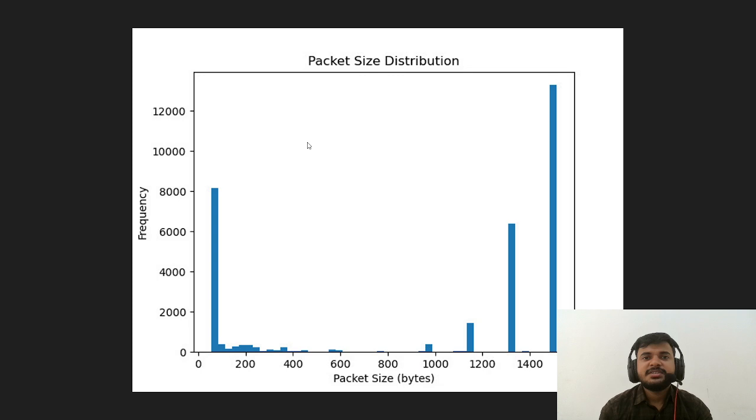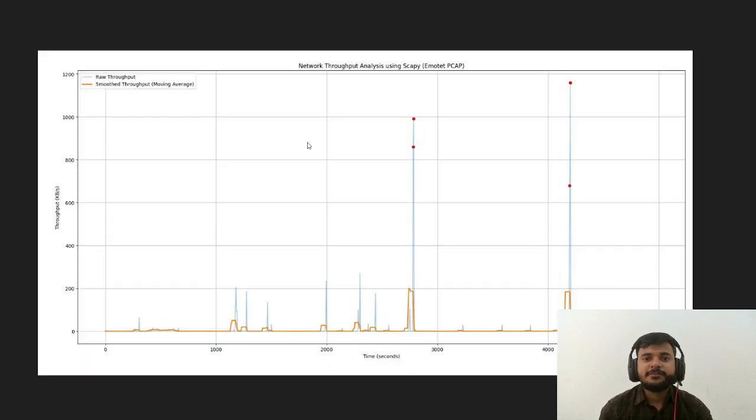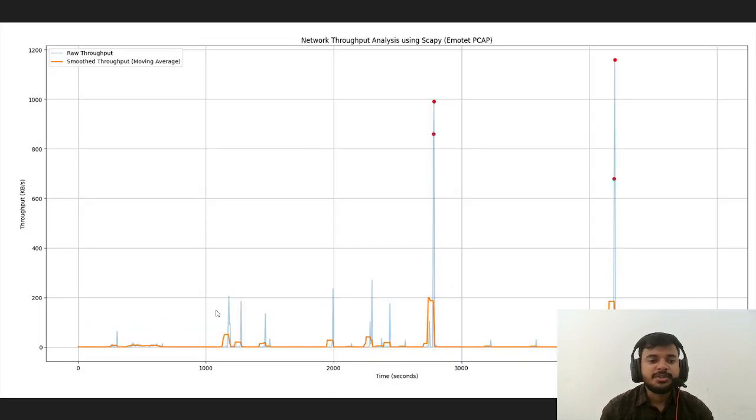Our next inference is the throughput graph. So here is our throughput graph. The traffic pattern is highly bursty with sudden spikes followed by idle periods. This confirms automated malware behavior rather than normal user activity. And in this graph, the sharp spikes indicate burst data transfer, which is typical in malware communication.